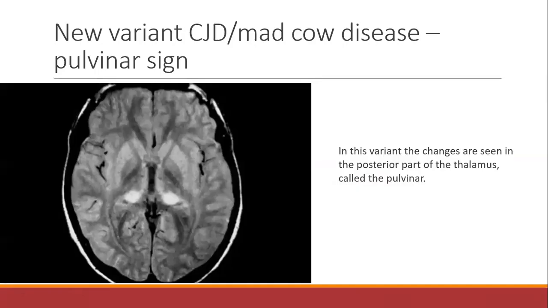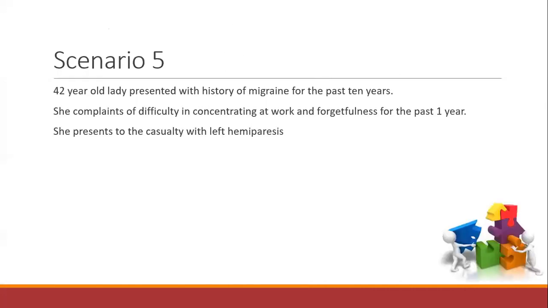So this is a patient with variant CJD, which was earlier known as mad cow disease, where you have the pulvinar sign. Here there is hyperintensity involving the posterior part of the thalamus, that is the pulvinar nucleus.